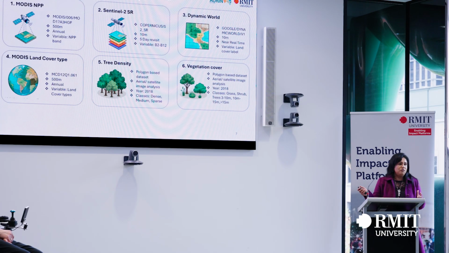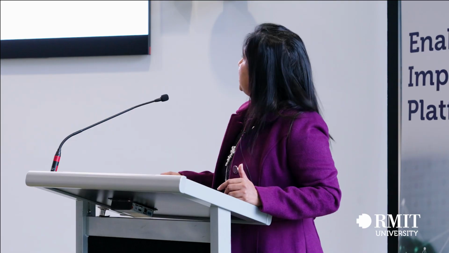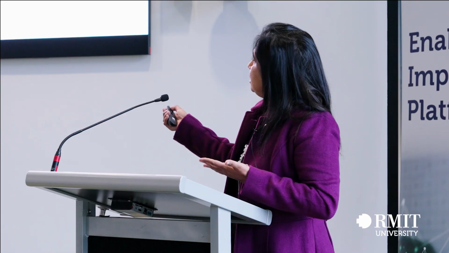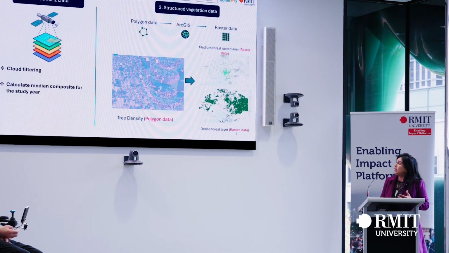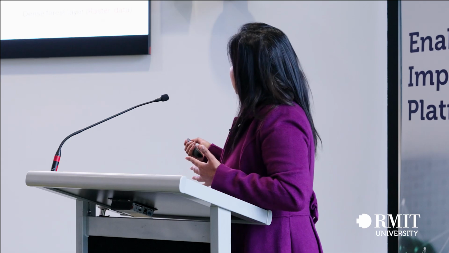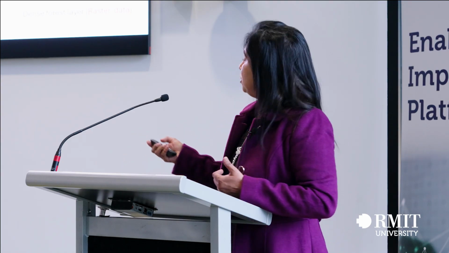So these are the data sources we used. MODIS NPP as the target variable, Sentinel-2 data as high resolution spectral data, and we used 3 vegetation cover types: land cover from Dynamic World, MODIS land cover, and vegetation cover, including tree density, from the WICMAP dataset. Well, we did general data processing. Sentinel-2 data was pre-processed, and the structured vegetation data, available as a polygon dataset, we rasterized to be in line with satellite pixel data, as well as to feed into the machine learning model.